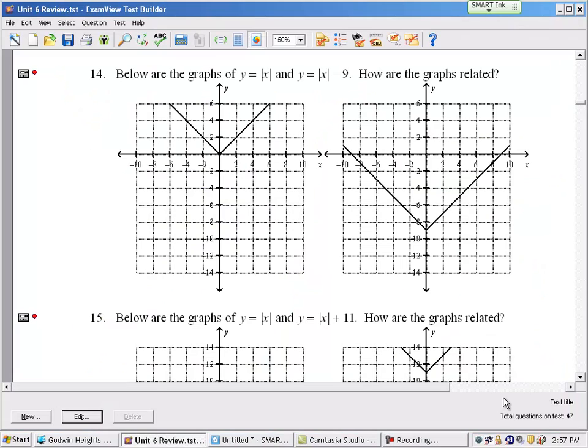Okay, I just want to talk through number 14. It says below are the graphs of y equals absolute value of x and y equals absolute value of x minus 9.